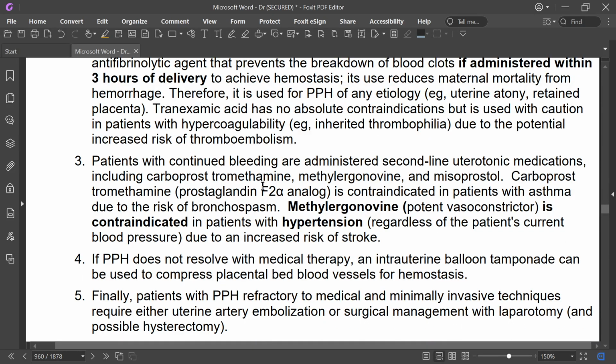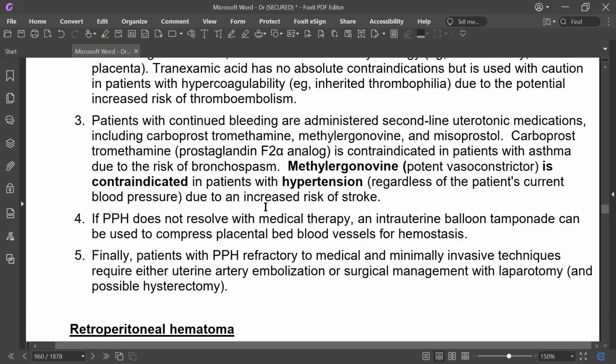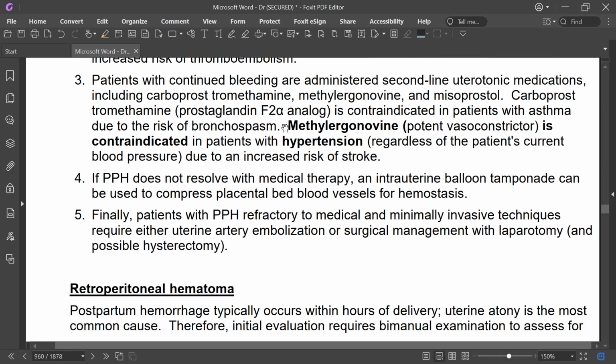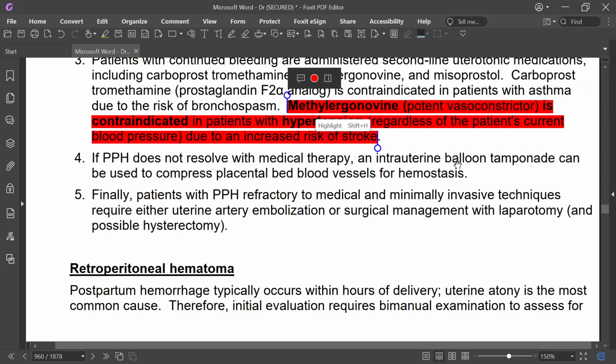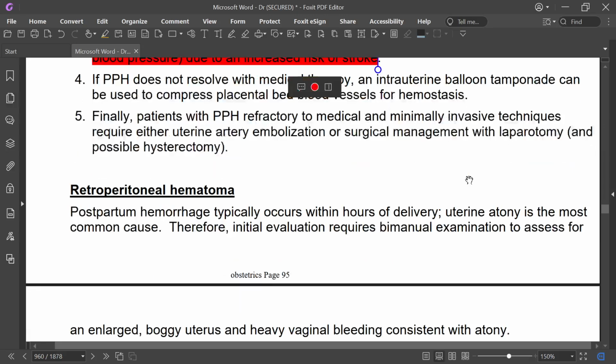If bleeding continues, second line uterotonic medications carboprost, methylergonovine, and misoprostol can be given. Methylergonovine is contraindicated in hypertension due to increased risk of stroke. If PPH does not resolve, use balloon tamponade. Finally, uterine artery embolization and surgery, possibly hysterectomy, should be done.